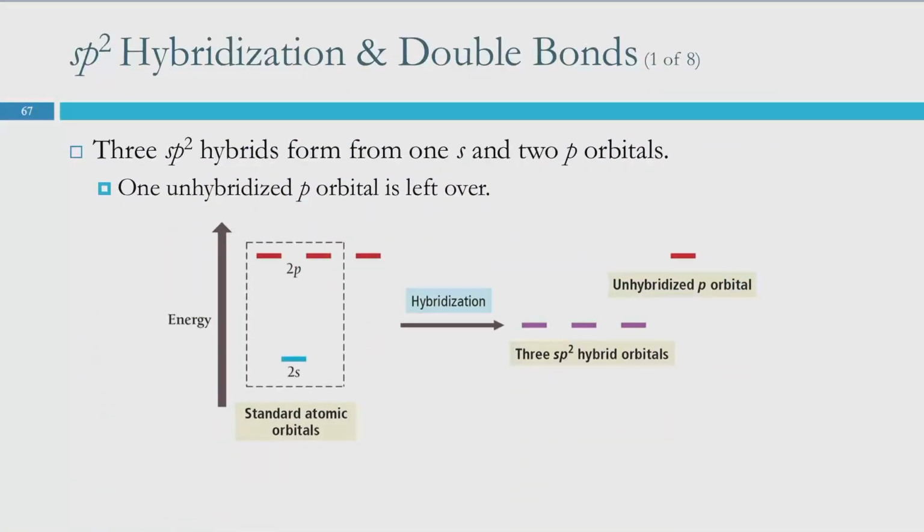We can also have sp2 hybridization, with one of our p orbitals not participating in the hybridization process. So when we undergo the hybridization, we go from our standard atomic orbitals to our sp2 hybrid orbitals. We've got 3 of them because we put in 3 orbitals, and we've got 1 unhybridized p orbital. So we've just got a regular p orbital left over, not participating in the hybridization process.